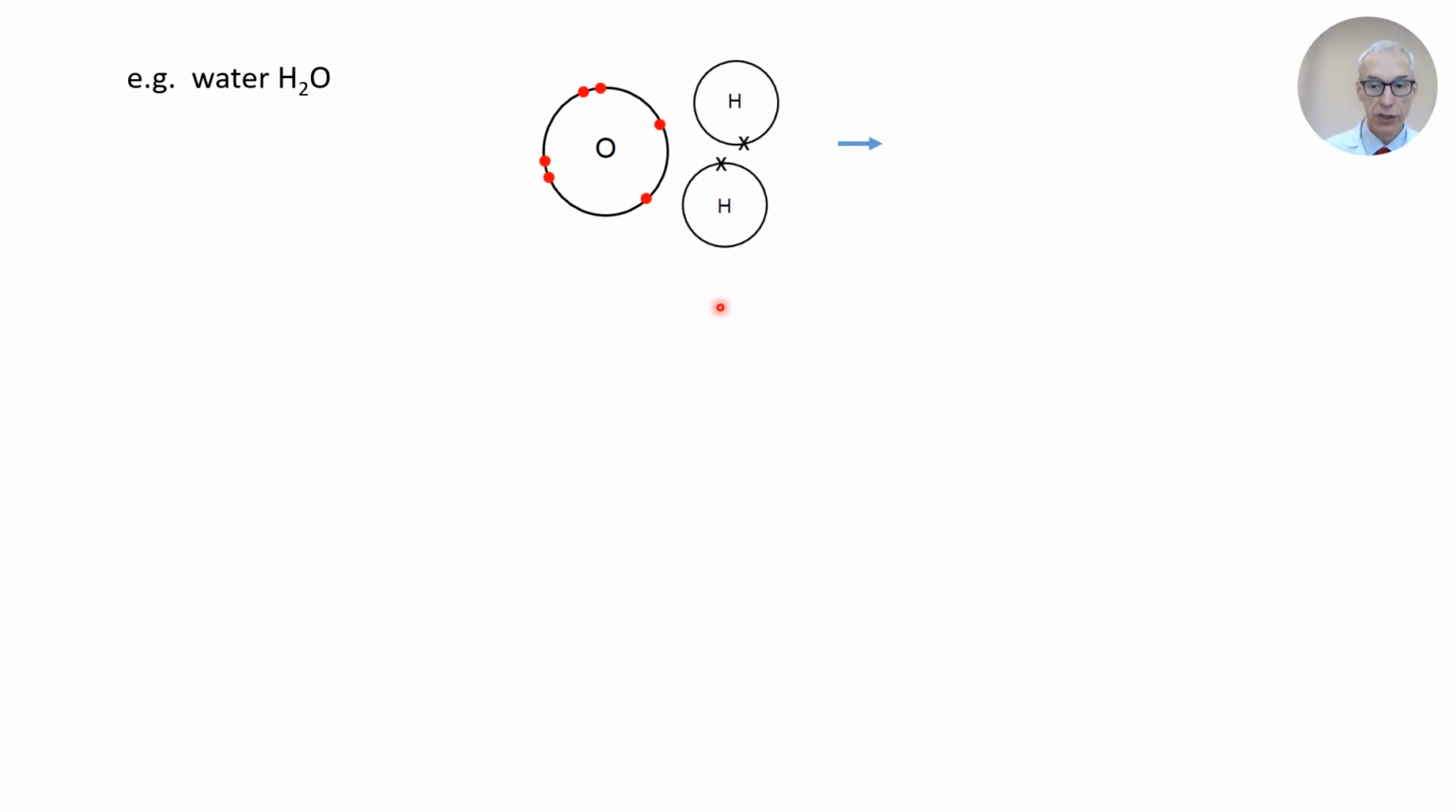So I'm going to give you some problems to try. Water, H2O, 2 hydrogen atoms and an oxygen atom. Pause and draw the correct covalently bonded molecule. Restart when you're ready.